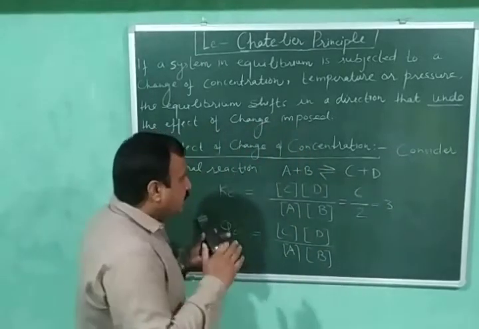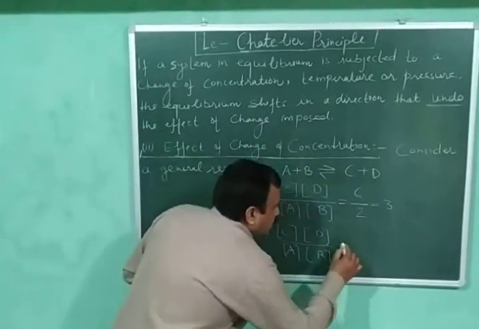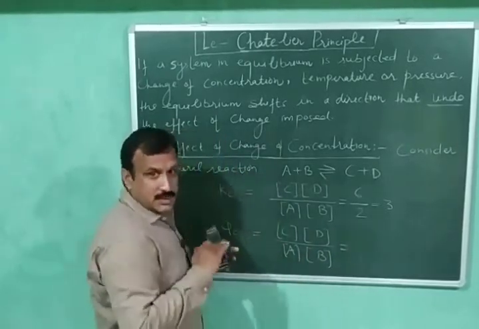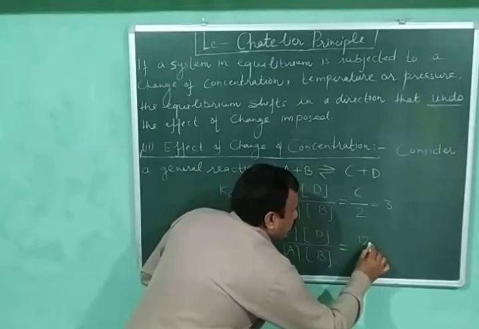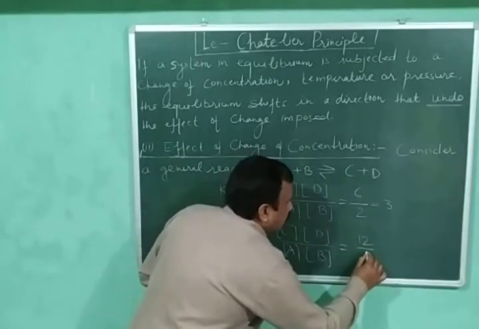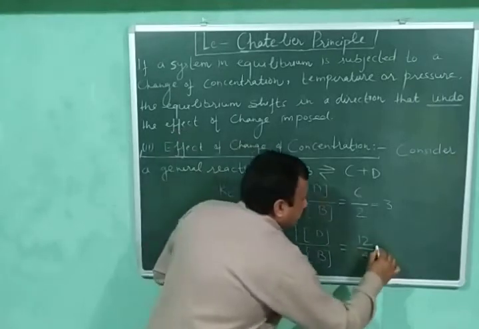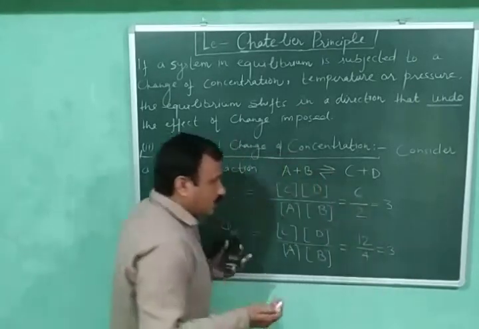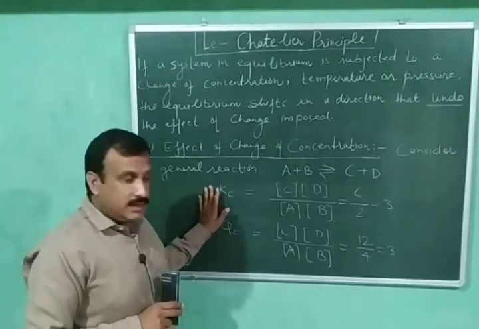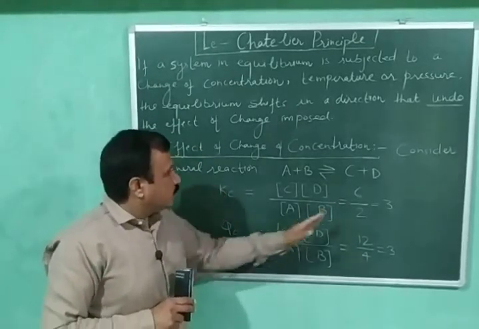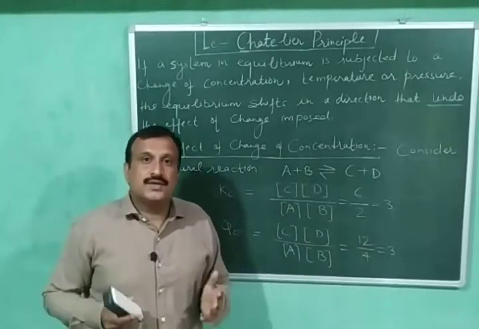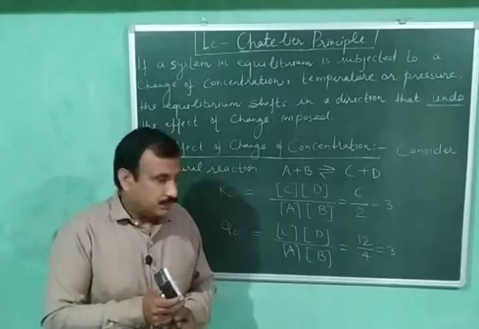Likewise, here we can have different concentrations after readjustment. Suppose the value of this term is 12 and here we have 4, then the ratio is equal to 3 again. So the Qc has become equal to Kc, but the concentrations could be different. And we can also understand this concept in a very simple way.